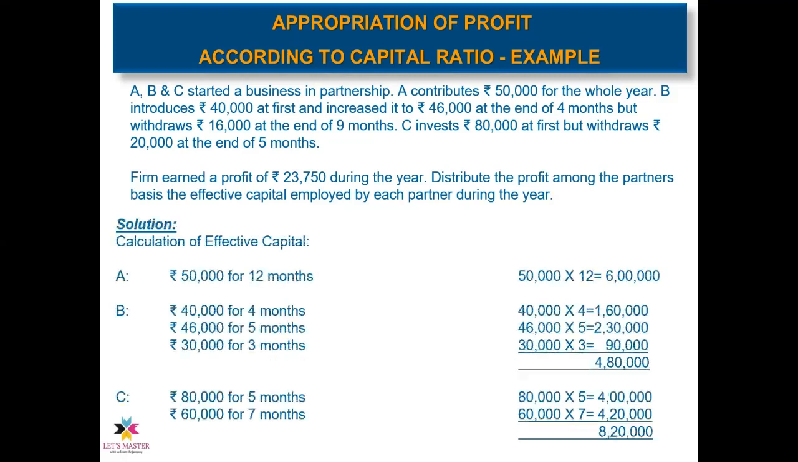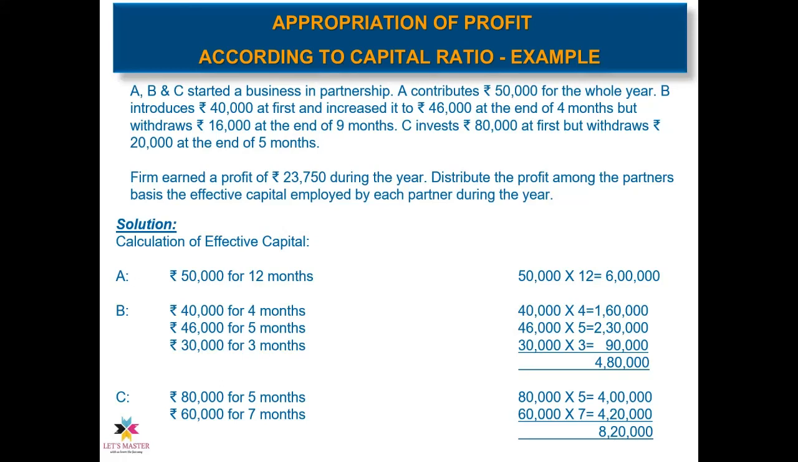So now, first of all, we need to calculate the effective capital employed. For A, there was no change in capital, so we have straightaway multiplied 50,000 by 12 months. For B, for the first 4 months, the effective capital employed was 40,000, so we multiplied it by 4. 46,000 was employed in the business for 5 months, and 30,000 was employed by B in the business for 3 months. So we have separately calculated the product for each amount of capital contributed by B.